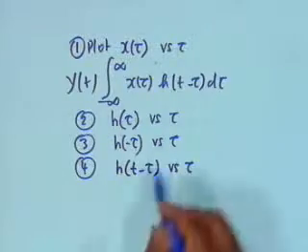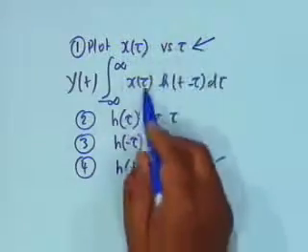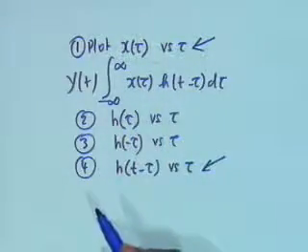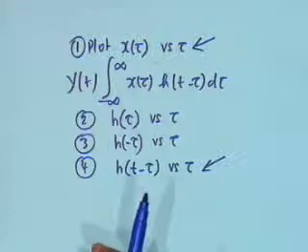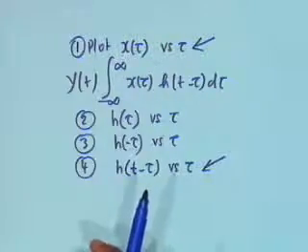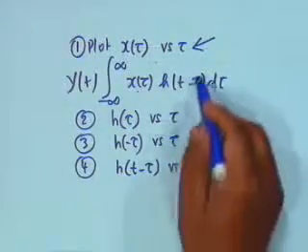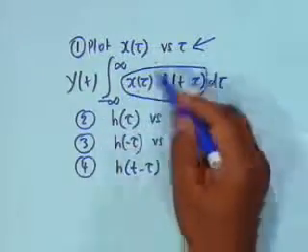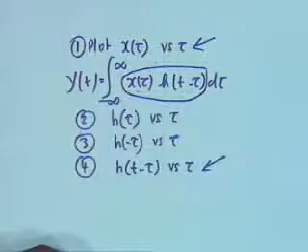Once you have these two pictures, that is, x of tau versus tau and h of t minus tau versus tau, then you multiply the two, x of tau and h of t minus tau, and find out the area under the multiplicand. That is, if you multiply these two, find the area under the plot of x of tau h of t minus tau versus tau. It is that area which will give you y of t.